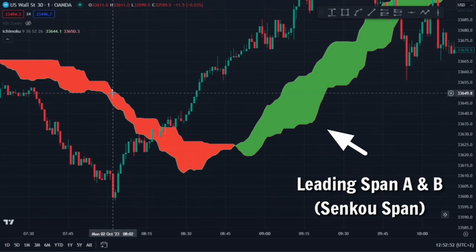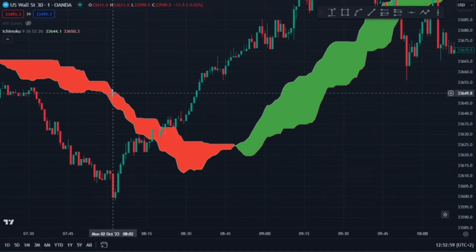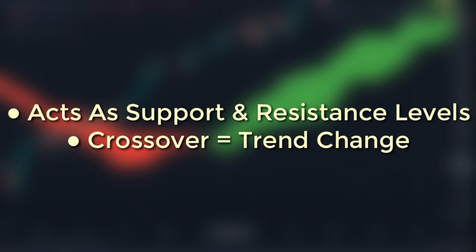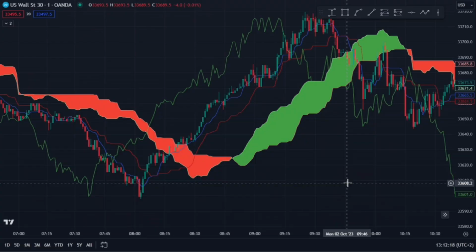Now, the last 2 lines are the leading span A and B, also known as the Senkou span A and B. Together, these lines form a cloud known as Kumo. Both of these lines act as support and resistance levels, and when there's a crossover between the leading span A and B, this signals a trend change. Okay, so now that you understand the basics of the indicator, the Ichimoku Cloud still looks very complex and intimidating, but with the right adjustments, we can turn this indicator into one hell of a monster.